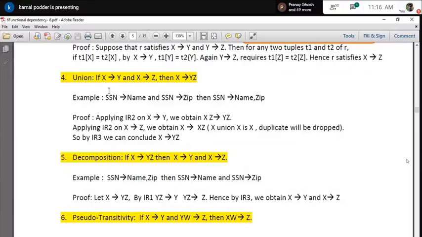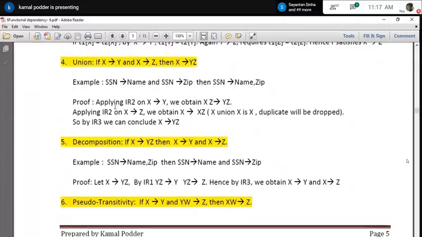Union: what is union? If these two FDs exist, that means Y depends on X and Z also depends on X, then you can union them. You know that if there are the same set and you union them, that results in the same set, a single set. So if you union this side, it is X, not XX, because it is the same as X, and if you union Y and Z, it is this. Take an example here: name depends on SSN number, zip also depends on SSN. Then we can say that name and zip actually depend on SSN number.